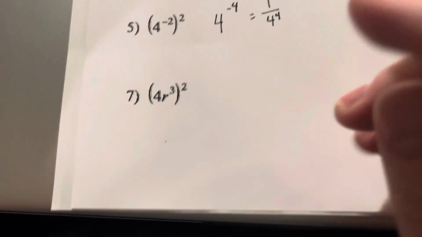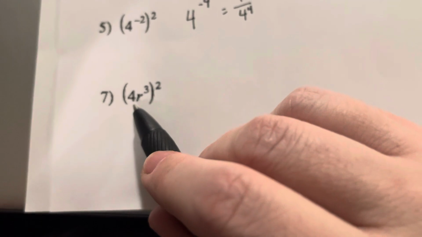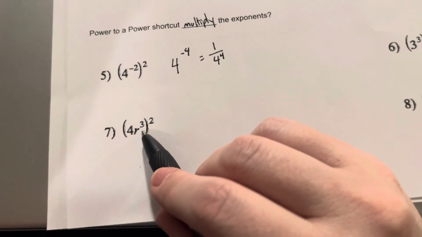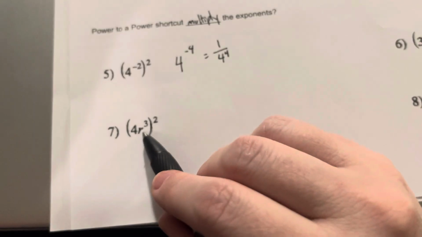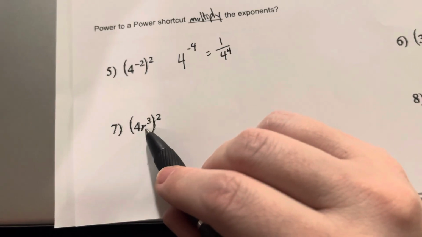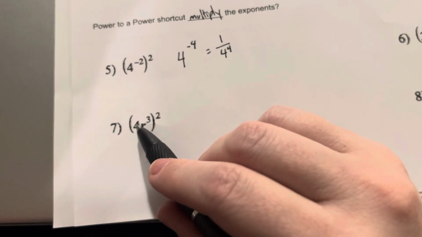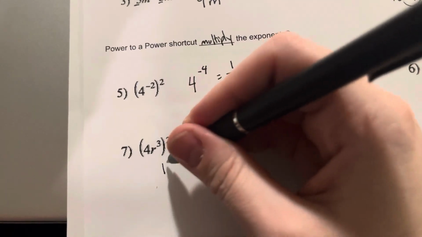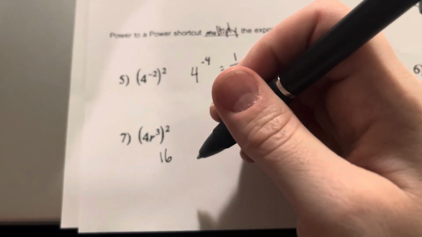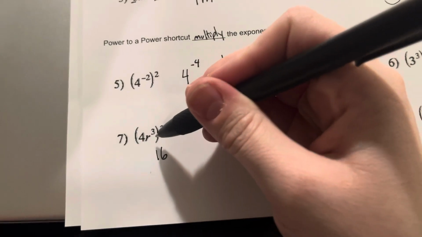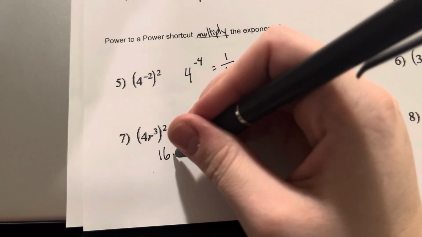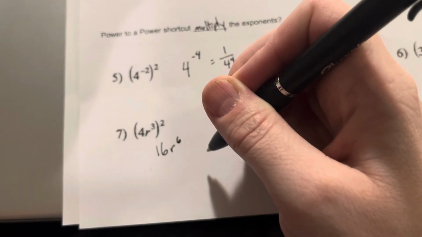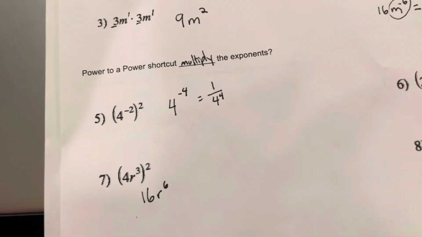Now, the next one, we have a number out in front of our coefficient and our base. So what we have to do is take 4 squared, which is 16. Then we need to do 3 times 2 gives me 6. Now that's a positive exponent, so we're good to go. Let's move right along.